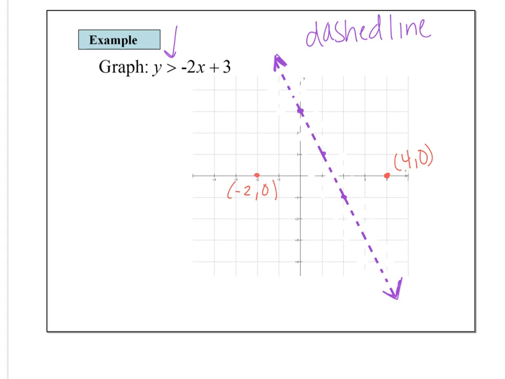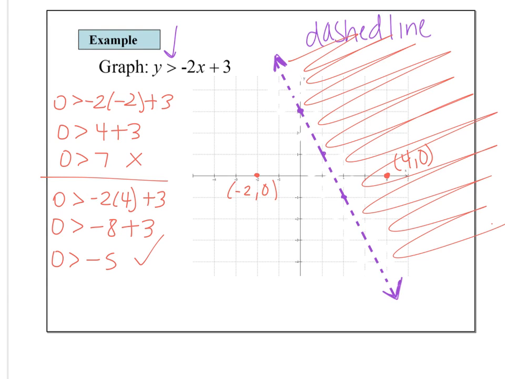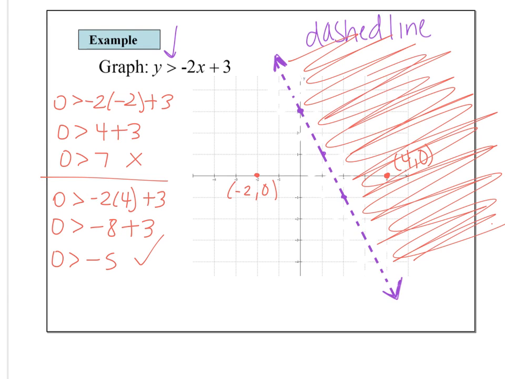So if I plug it in, I have 0 is greater than -2 times -2 plus 3. Is 0 greater than 4 plus 3? Is 0 greater than 7? No way. That means it has to be shaded on the other side. Now we can check that too. If I plug in a 0, that's going to be greater than -2 times 4 plus 3. So is 0 greater than -8 plus 3 or -5? Yeah, that's true. So that means I'm going to shade this side of the line. So this is the side I want to shade in.